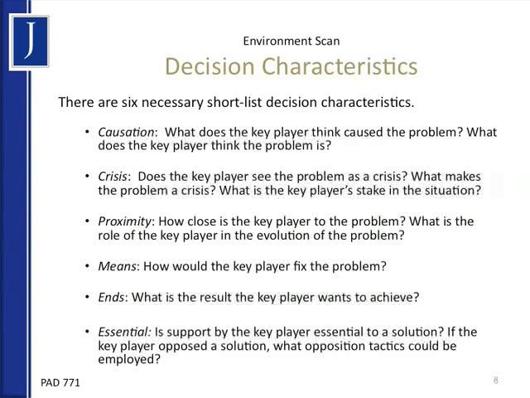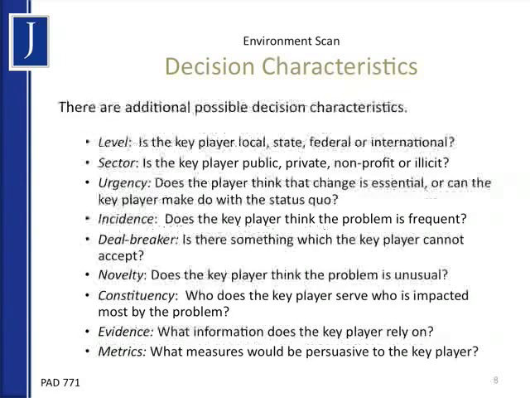Fourth, means. How would the key player fix the problem? Fifth, ends. What is the result the key player wants to achieve? Sixth, essential. Is support by the key player essential to a solution? There are additional decision characteristics that you can include in your analysis.